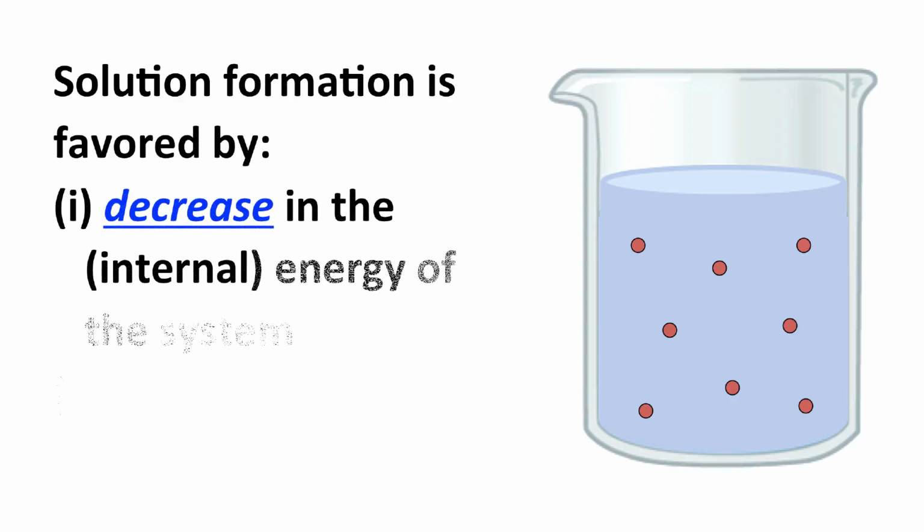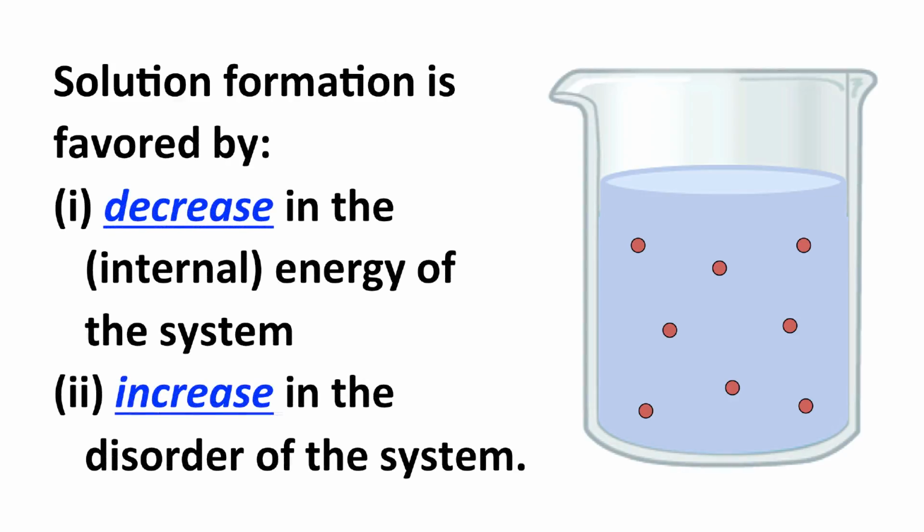Solution formation is favored by two main factors. One is decrease in internal energy of the system, and the other is increase in disorder of the system. And for solution formation to occur, either the internal energy of the system needs to decrease, or the disorder of the system needs to increase, or very possibly both of those might occur. And this turns out to be generally true of spontaneous processes, and we'll look at that in more detail later in the course as well.